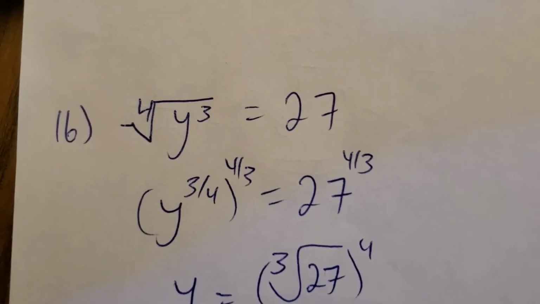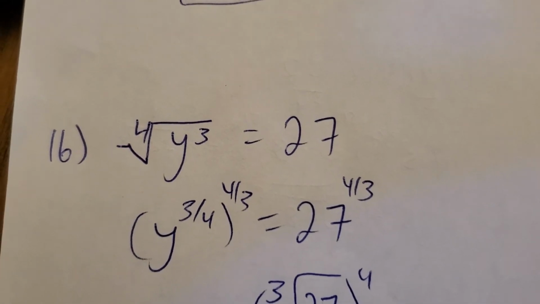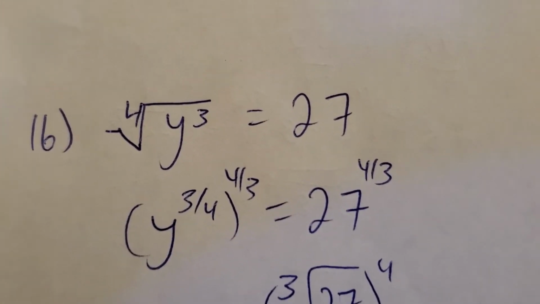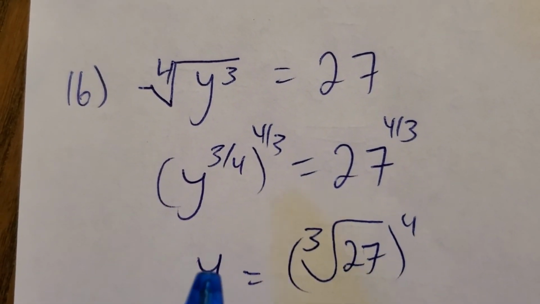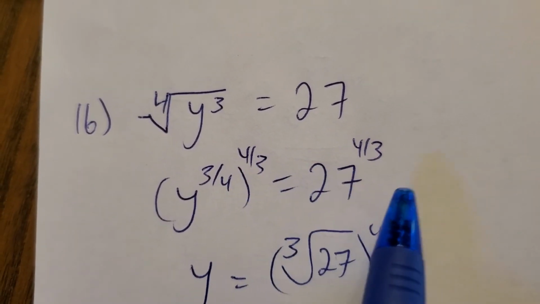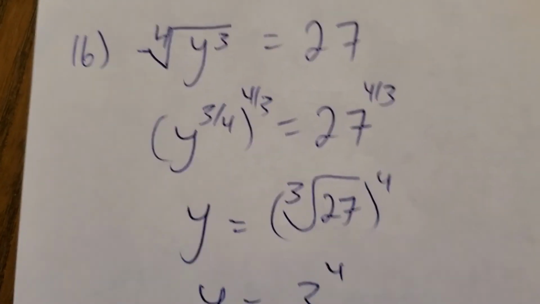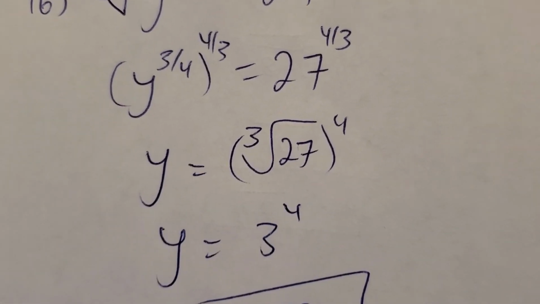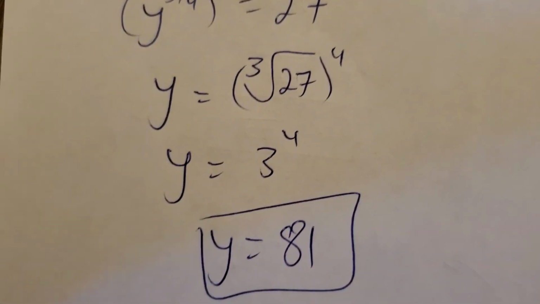And number 16, we end with a pretty easy one, which is the 4th root of y cubed is equal to 27. We just convert it into exponential form, so this becomes y to the 3/4 is 27. Raise both sides to the reciprocal exponent, which is 4 over 3, and we get y is equal to the cube root of 27 to the 4th power, which is 3 to the 4th power, which is 81.